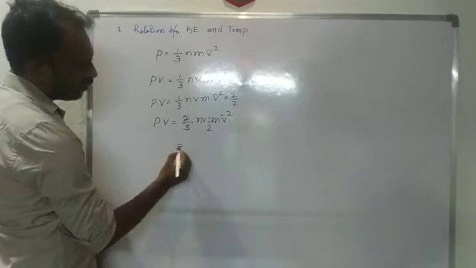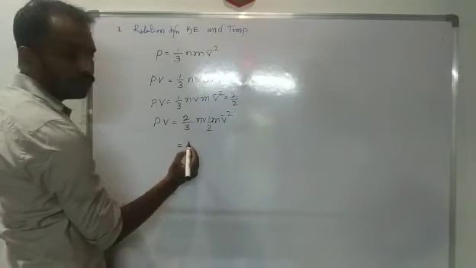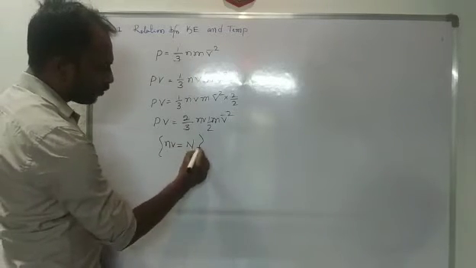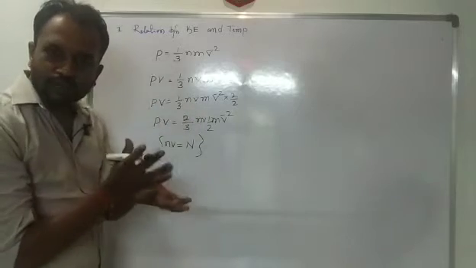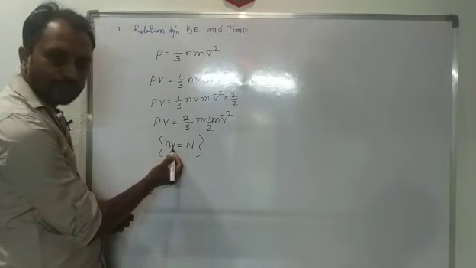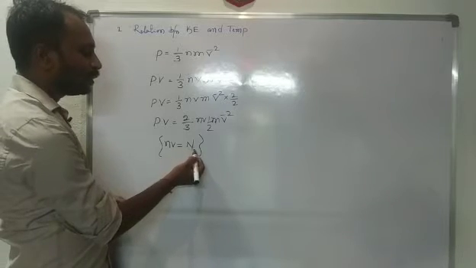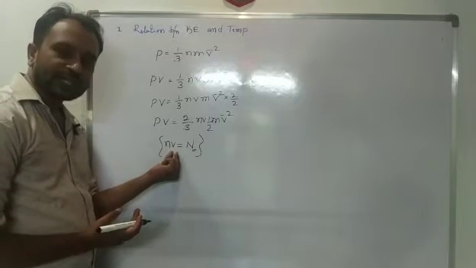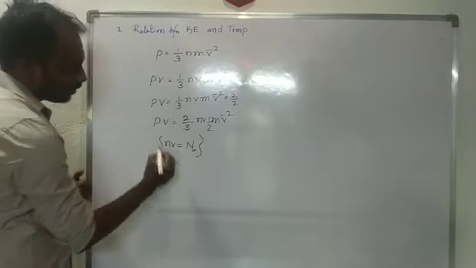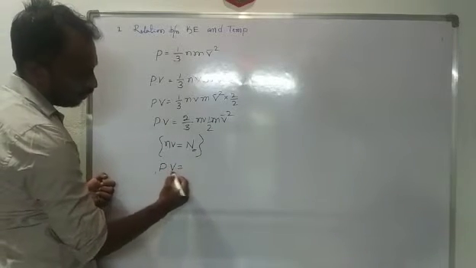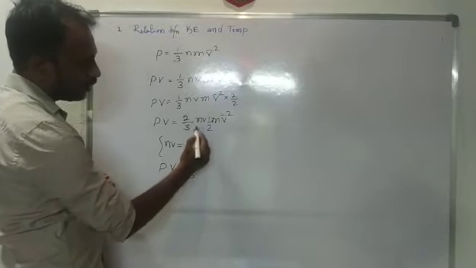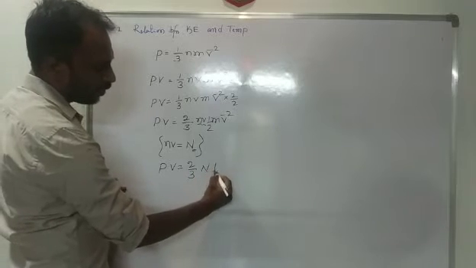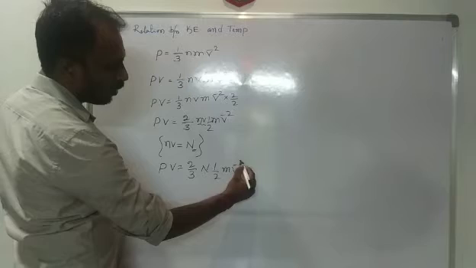Here N into V we consider as capital N. It means the number of molecules present in a particular volume of a container. So we consider it as the total number of molecules, the number of molecules present in the volume, and that is capital N. So in this equation PV is equal to 2 by 3 N into half M V bar square, where N is the total number of gas molecules.